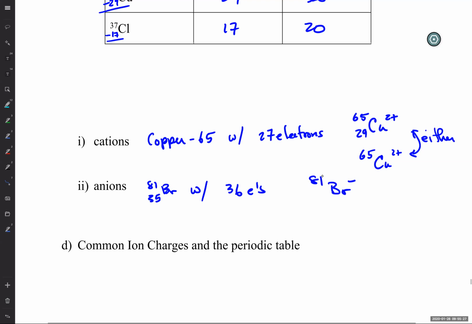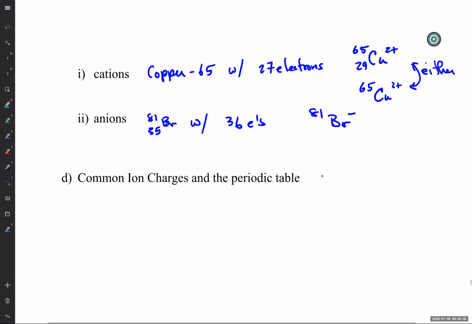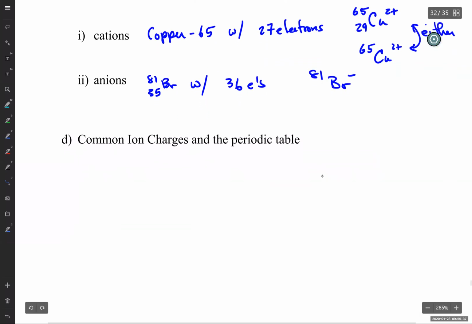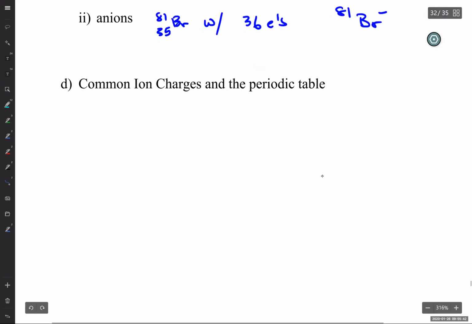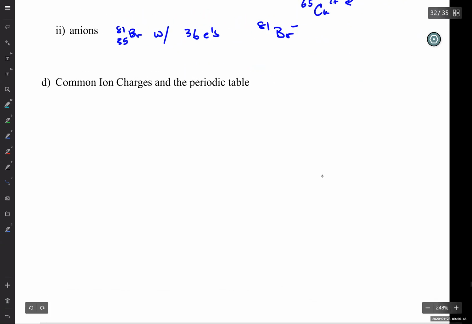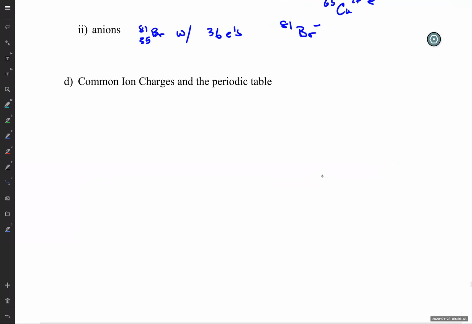Okay, so that's a very important idea here. And then we'll explain why it is a little bit. But for the most part, you don't really learn why it is until like chapter 9. So one of the things that you can get from the periodic table is the common ion charges. So there's some elements, and I'll show you which ones, that produce only one kind of ion, typically.